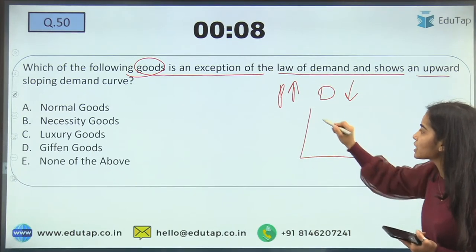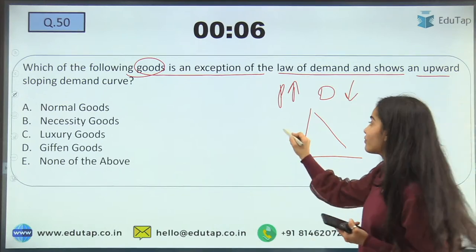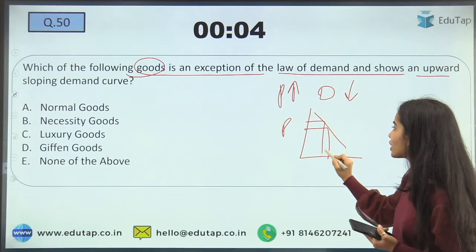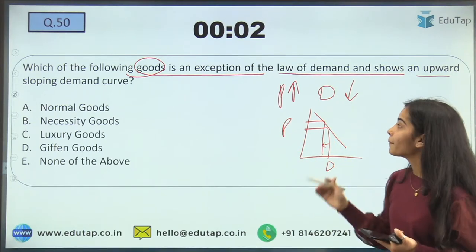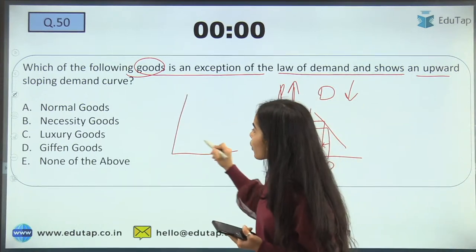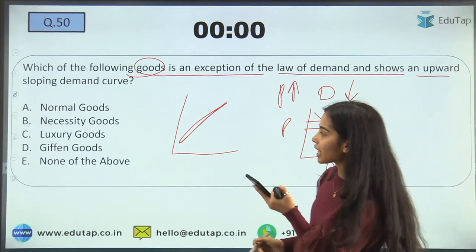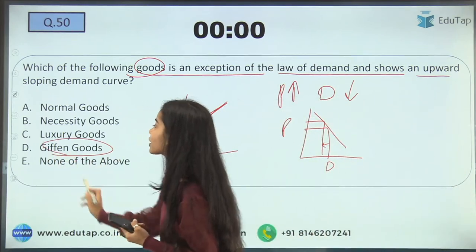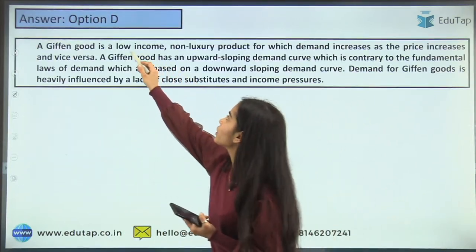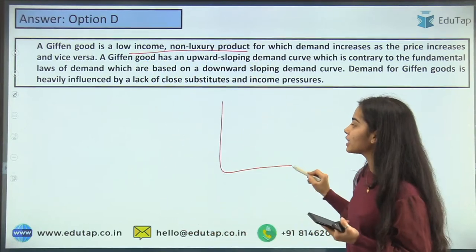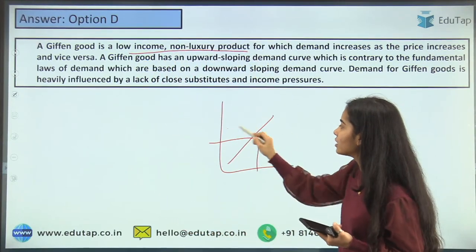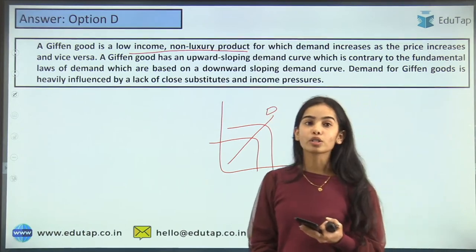So the law of demand tells you about the downward sloping curve, that when your price increases, your demand decreases. But there is a positive sloping demand curve, and that is in which case? So you people are saying D, and that is the right answer. In the given case, that is a low income non-luxury good, when the prices increase, the demand for this good also increases.